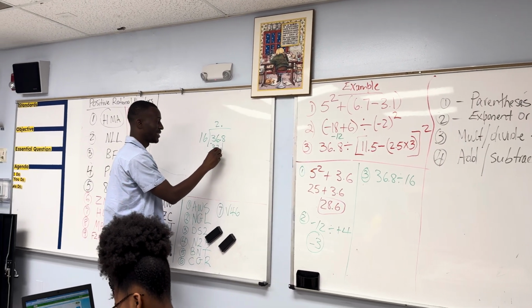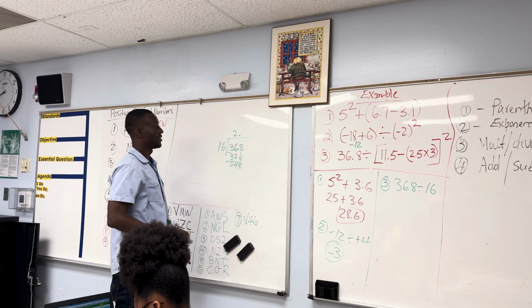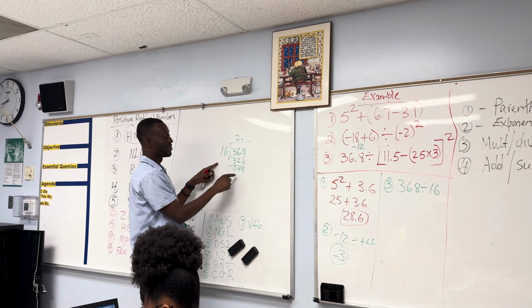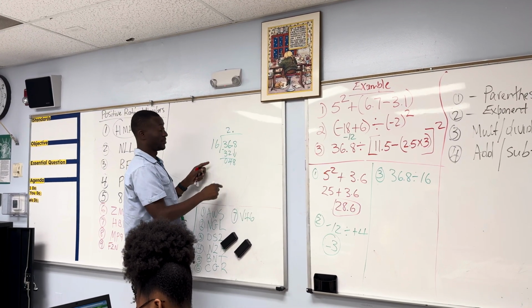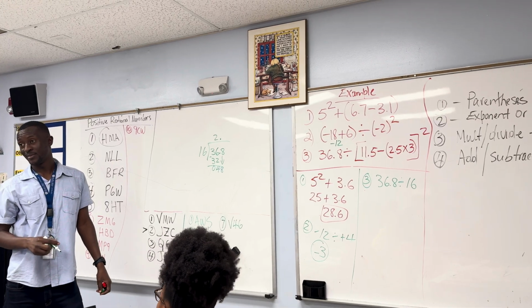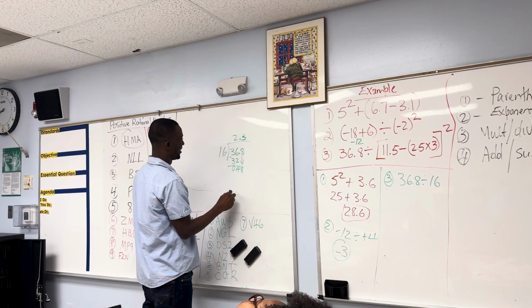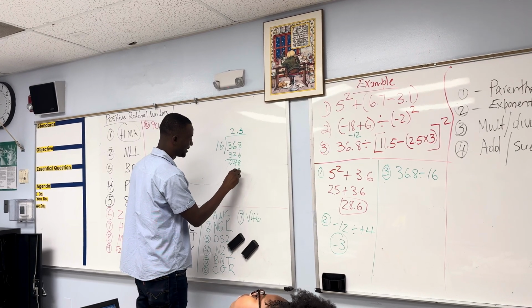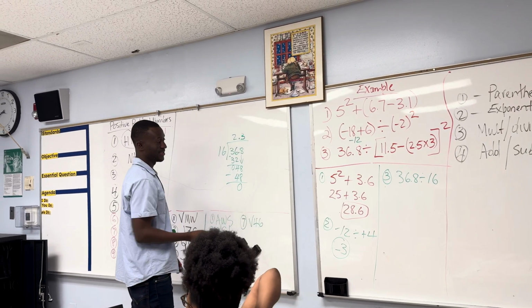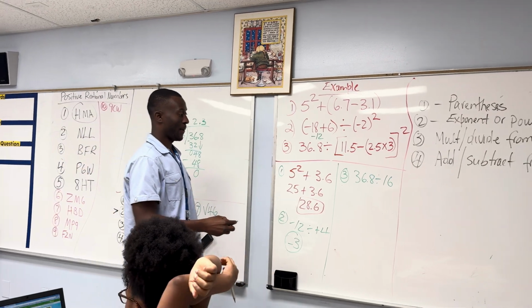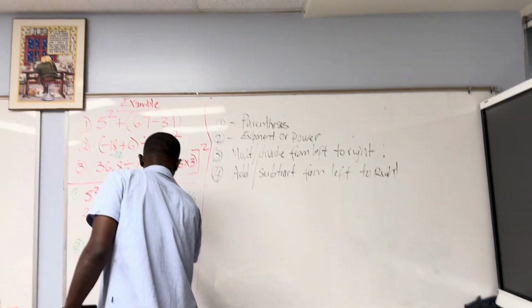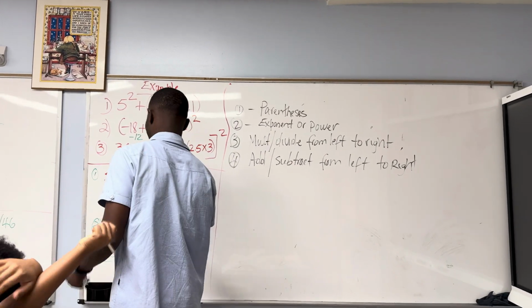We're going to bring down the 8. How many times can 16 go into 48? 3 times. 3 times 16 is 48. And the answer is 2.3. So 2.3 will be the answer.